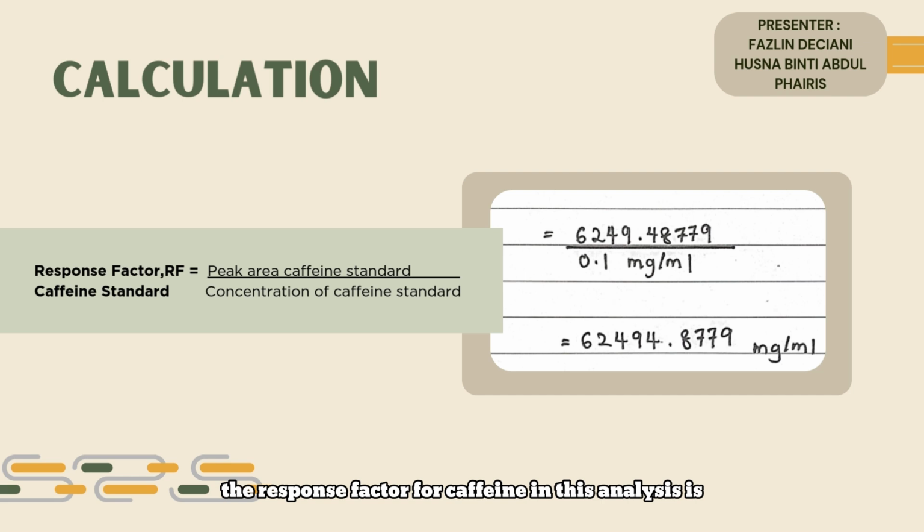Therefore, the response factor for caffeine in this analysis is 62,494.87 mg/ml. This value is specific to the HPLC method used and how the detector responds to caffeine. This RF is then used to calculate the concentration of caffeine in unknown samples based on their peak areas.